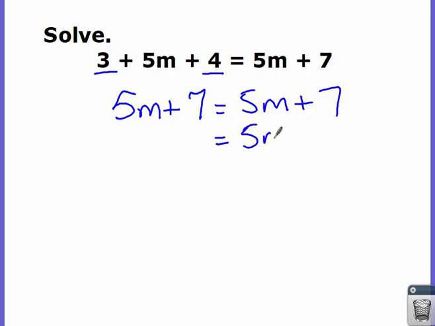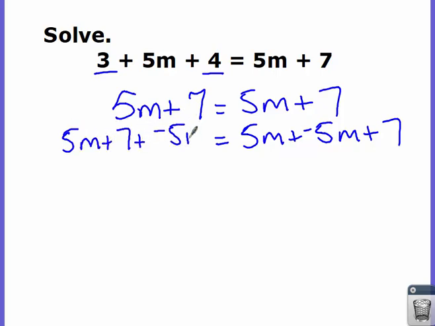So I'm going to write 5m plus negative 5m plus 7. So that's what I add in order to get rid of the 5m. So now on this side, I write 5m plus 7 plus the thing I added on the other side, which was negative 5m. So now my 5m's go away on the left, and I'm left with 7. My 5m's on the right go away, and I'm left with 7. So in this scenario, my letters are eliminated, but it doesn't make a false statement, it makes a true statement.